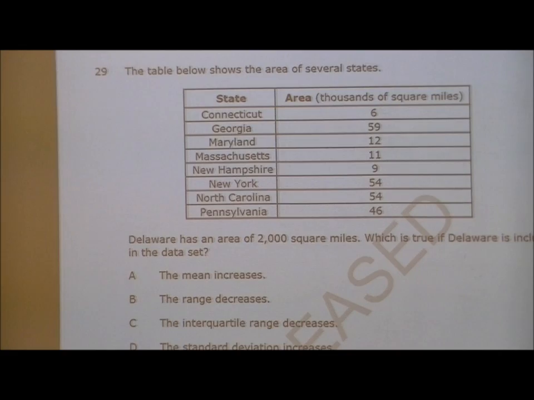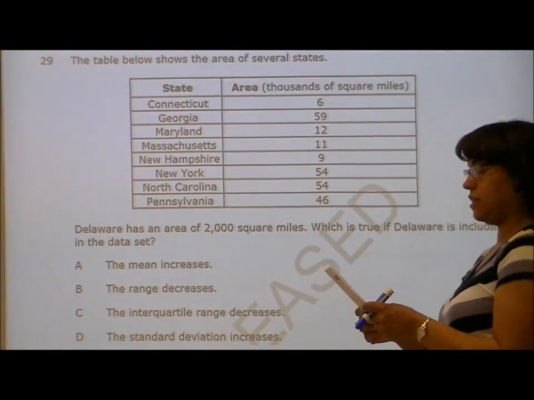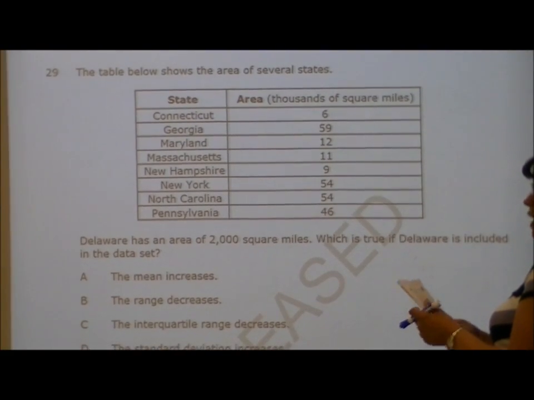Let's go to number 29. Number 29, the table below shows the area of several states. Delaware has an area of 2,000 square miles.